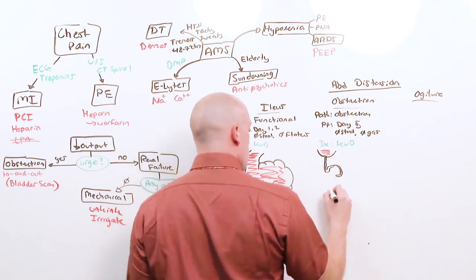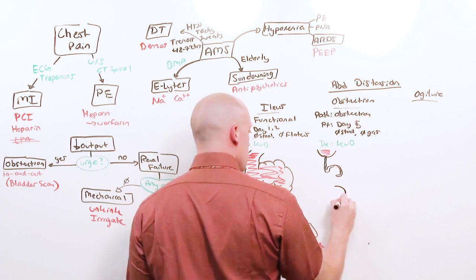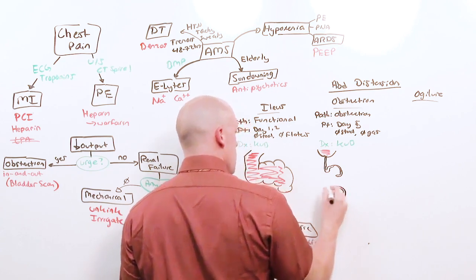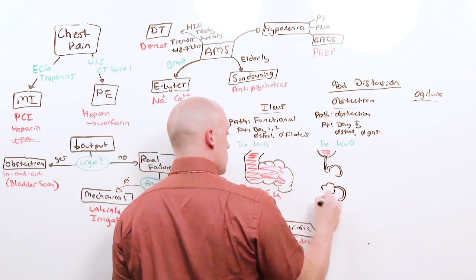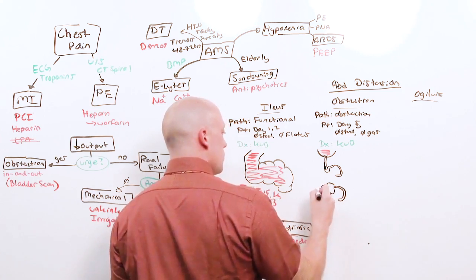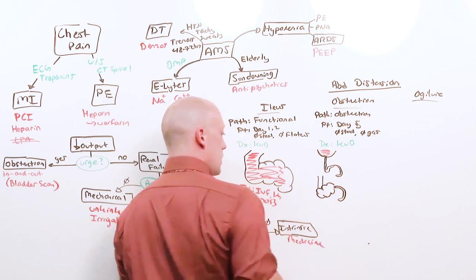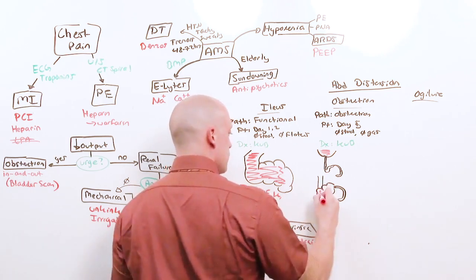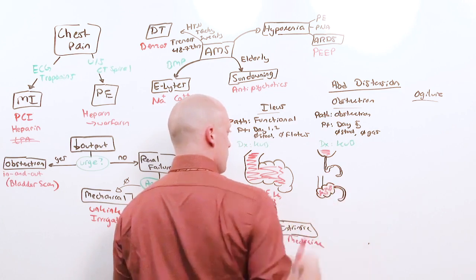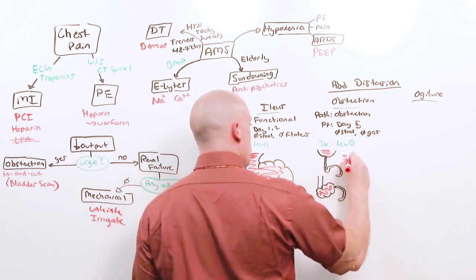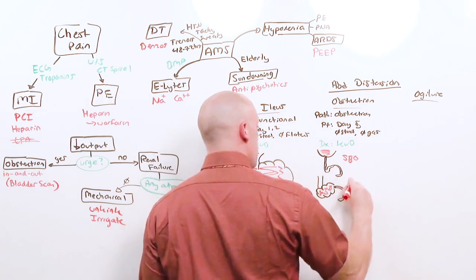If you have a large bowel obstruction, same thing. Large bowel is going to decompress distal to the obstruction, and the proximal area is going to be distended. But because you have an ileocecal valve, small bowel is going to be normal. This is a small bowel obstruction. This is a large bowel obstruction.